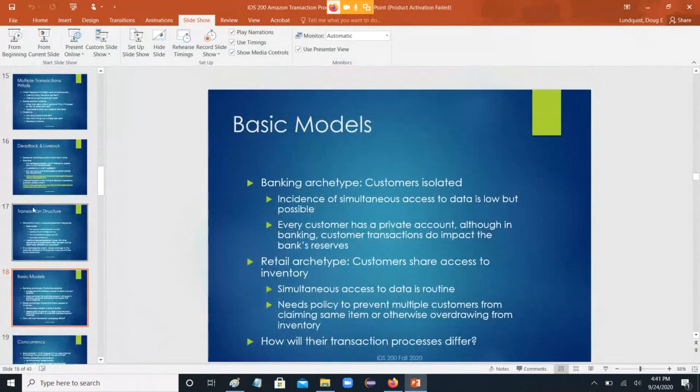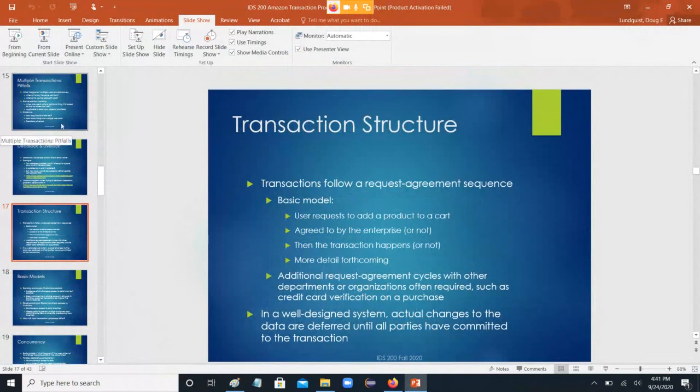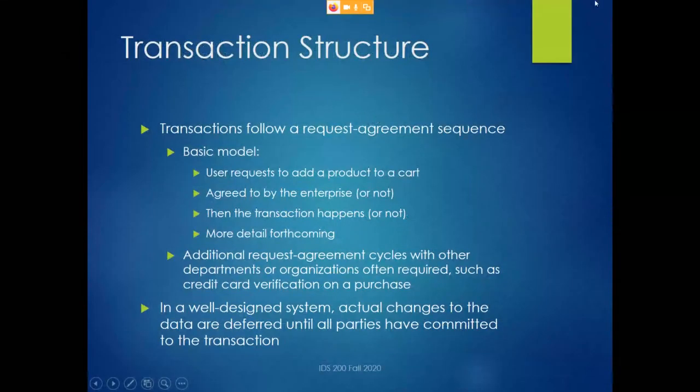Let's, I'm just going to do one more slide, and then we'll leave off the rest of this till another time. So your transactions for this sort of retail operation in particular, they follow this kind of standard request agreement sequence, right? So the basic model is the user tries to add something to the cart. The enterprise, say Amazon, either agrees to it or not, says, yeah, okay, you can add it, or no, we're suddenly out of stock. And then eventually you browse around some more. Eventually, maybe you check out, then the transaction happens. Or maybe it doesn't, because there's some fraud checking on the credit card, or there could be hardware failures, whatever.